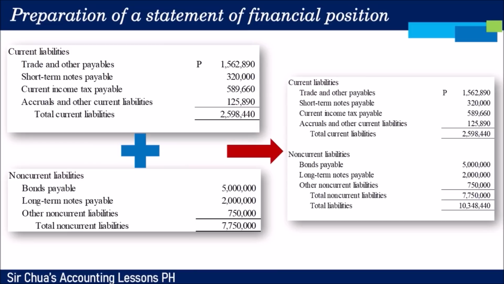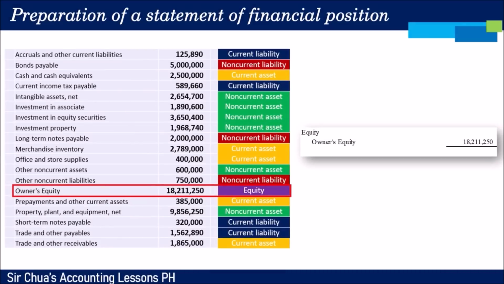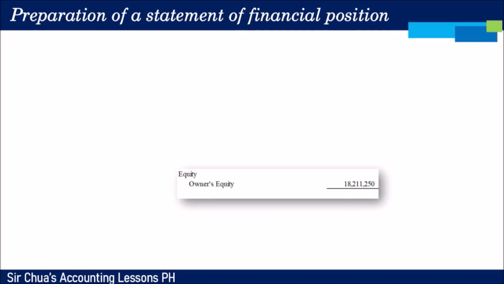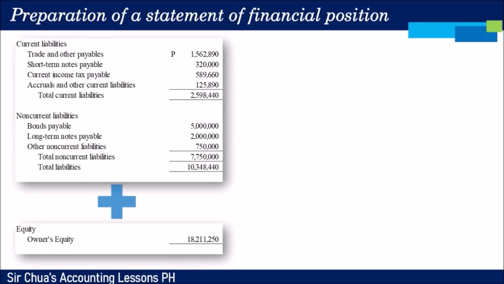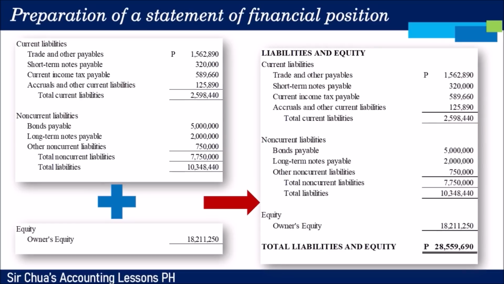Remember, the other side of the accounting equation is liabilities plus capital. So, wag natin kakalimutan yung ating equity. So, owner's equity natin is 18,211,250. So, ang gagawin po natin, yung ating total liabilities, i-combine na natin sa statement kasama ng equity para mabubuo na po natin yung second part ng accounting equation, the liabilities and equity portion of the statement of financial position. Total liabilities of 10,348,440 plus owner's equity na 18,211,250.